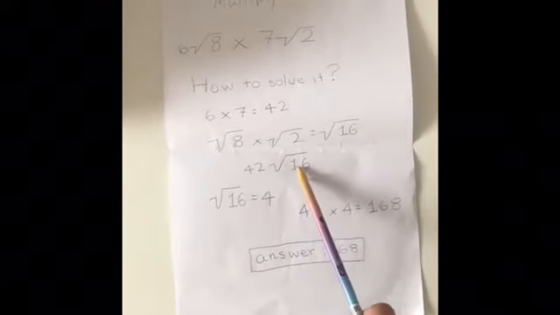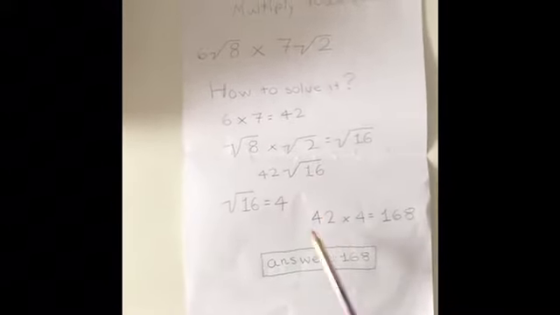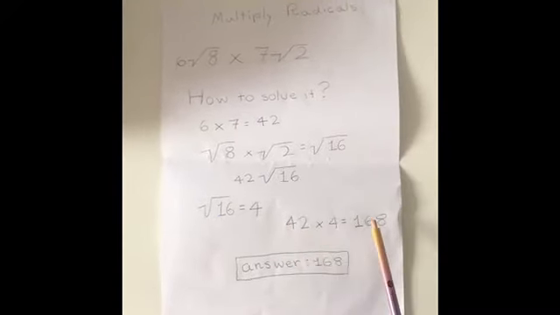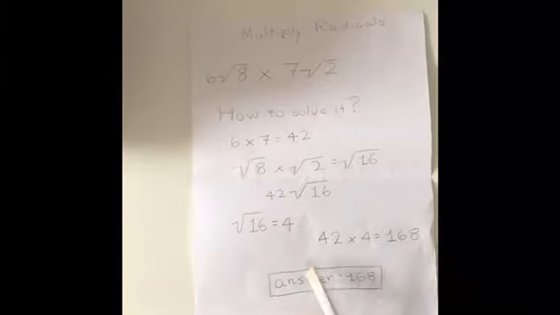So now I'm left with 42 and square root of 16. 16 is a perfect square, so it's basically 42 times 4, which equals 168. That is our answer.